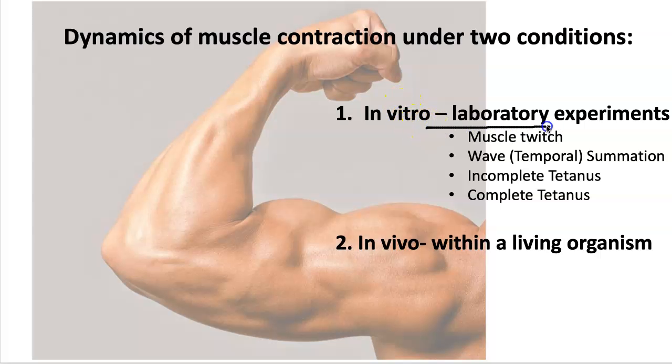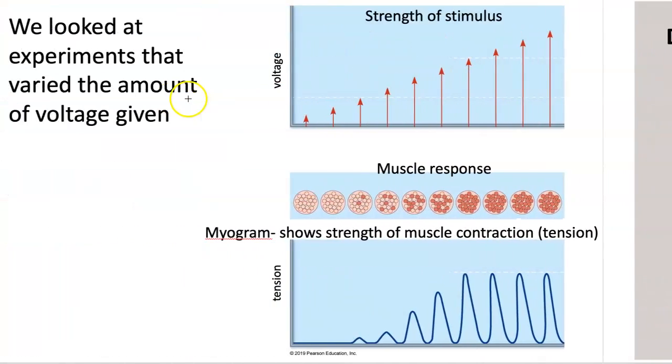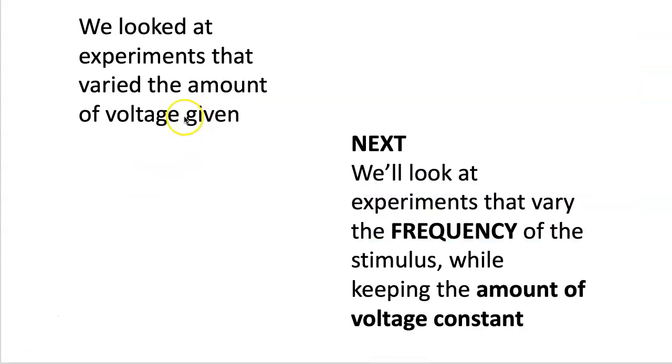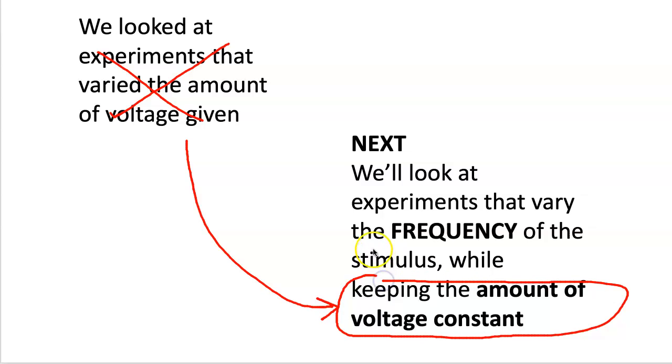Okay, so far we've looked at lab experiments and we've looked at the muscle twitch. Stay with me, I'm going to pick up the pace and show you about summation and tetanus next. The experiments that we just looked at varied the amount of voltage that was being given. So every time we stimulated a muscle, we turned the voltage up. In the next few experiments we're going to discuss, instead of varying the amount of voltage, we're going to keep the voltage constant, and instead vary the frequency that we give the stimulus to the muscle and see how that affects contraction.